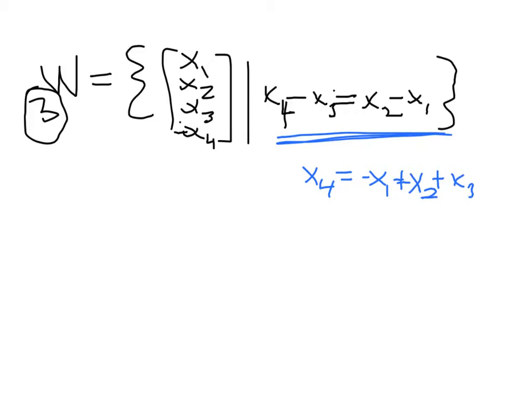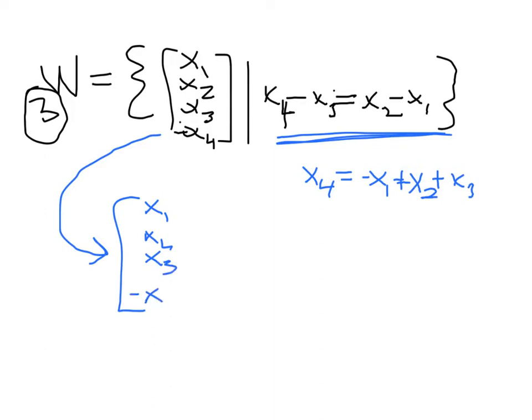So the vectors in W, x1, x2, x3, x4, would have this form. You'd have x1, x2, x3, but then I'm going to replace x4 with what we just found here, negative x1 plus x2 plus x3.